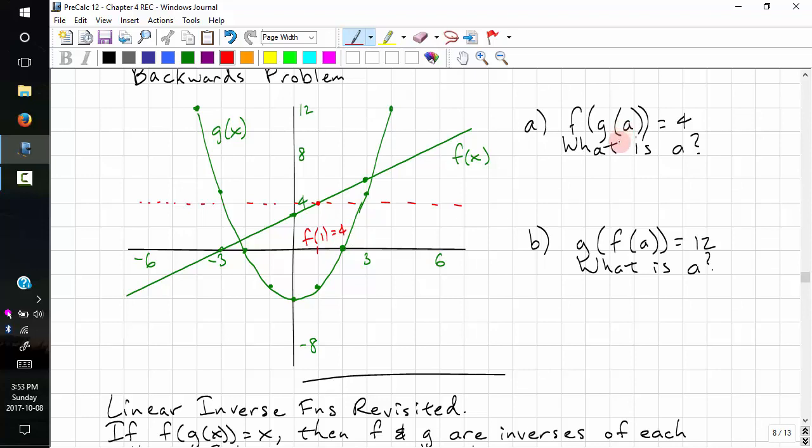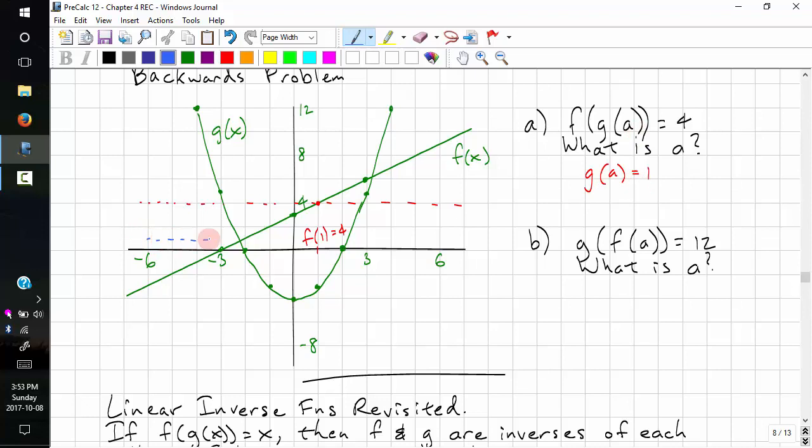Now, we know g of A must equal 1, because that's what we have here. This 1 is inside the brackets. G of A is inside the brackets, so we can equate the two. So now we're looking for 1.